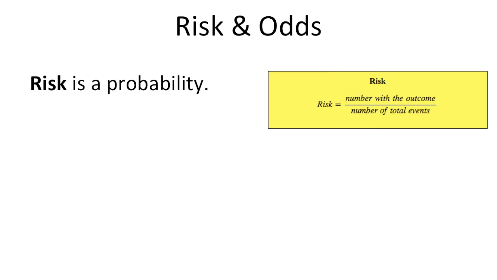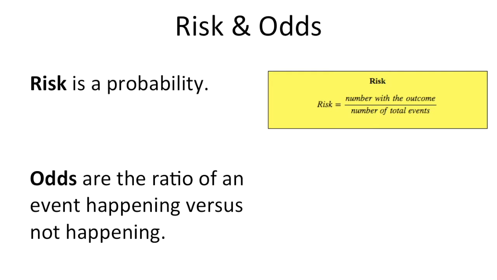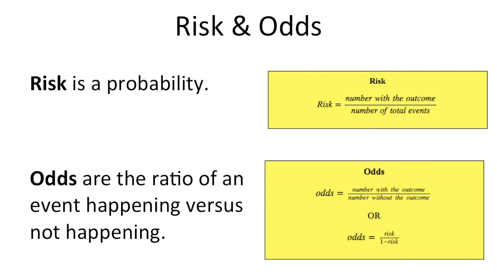Risk and odds. Students often confuse these two concepts. Risk is a probability. It's the number with the outcome divided by the total number of events. Note that this is the exact same formula that we just saw on the last slide for probability. Odds are the ratio of an event happening versus not happening. So the formula here is different.